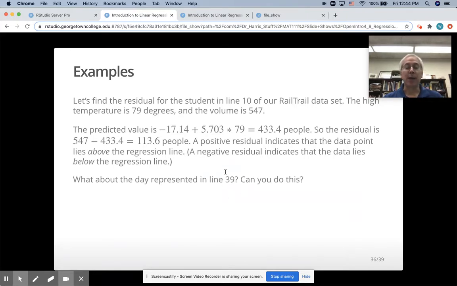So I'll ask you for practice. We'll talk about this in class. Look at the day represented by line 39 in our data set. Can you find the residual for day 39?